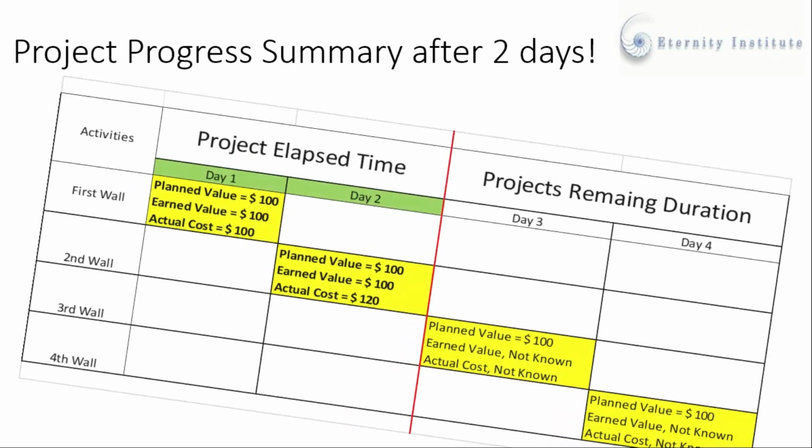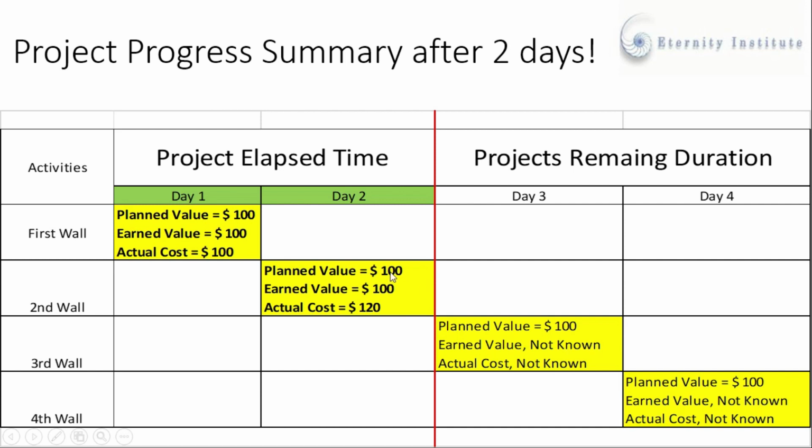Let us discuss the summary of the project information that we have so far. You can see that we have divided the project into 2 parts. First of all, this is day 1 and day 2, and this is the project time which has elapsed, and on the right hand side we have the remaining project duration. For the time that has elapsed, we have the following information available regarding the first wall. Regarding the first wall, we know that planned value is $100, earned value is $100, as well as actual cost is $100.